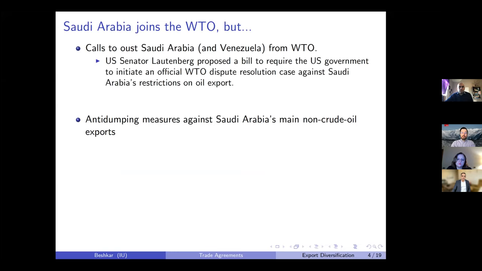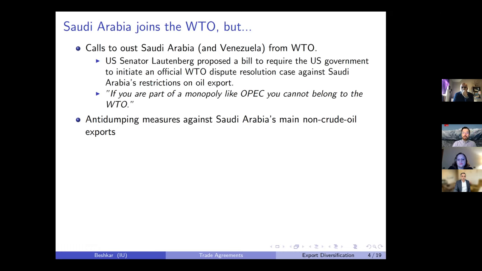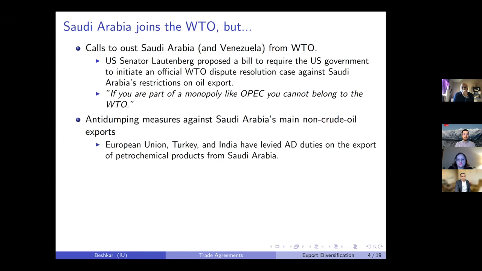A US senator distributed a report and wanted legislation to require the US government to go to the WTO and file a formal dispute against Saudi Arabia because of its restrictions on oil exports. As he mentioned, or this was at least his view of the system, if you are part of a monopoly like OPEC, which restricts international trade, you cannot belong to the WTO. That bill in the US Senate didn't get anywhere, but it shows how difficult the relationship is between oil exporting countries and some principles in the WTO.